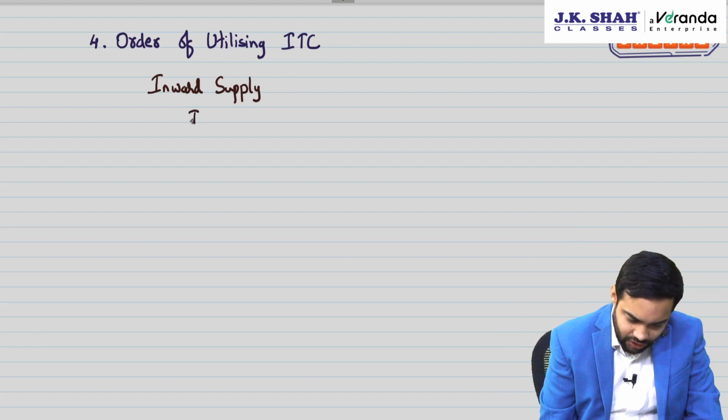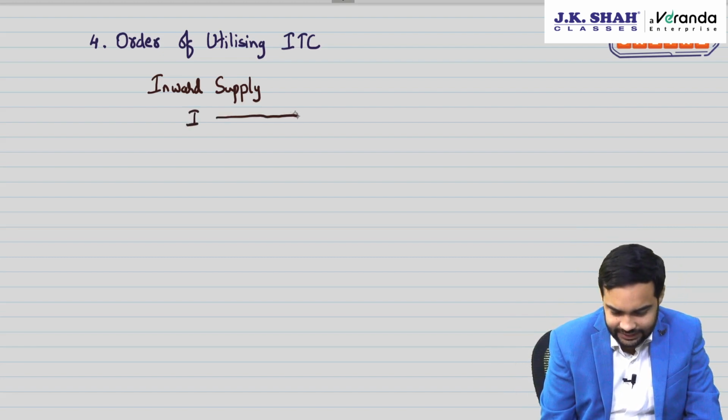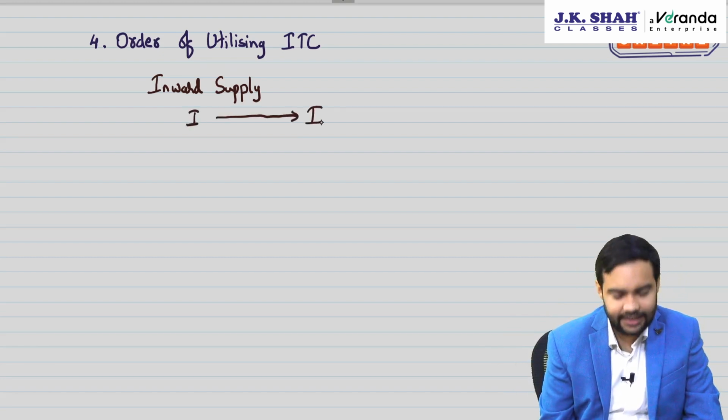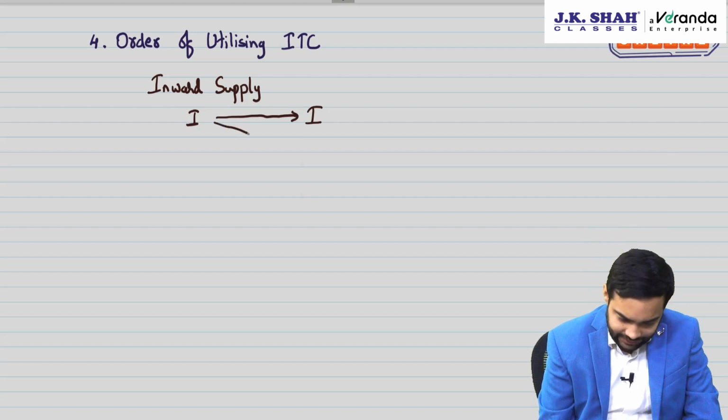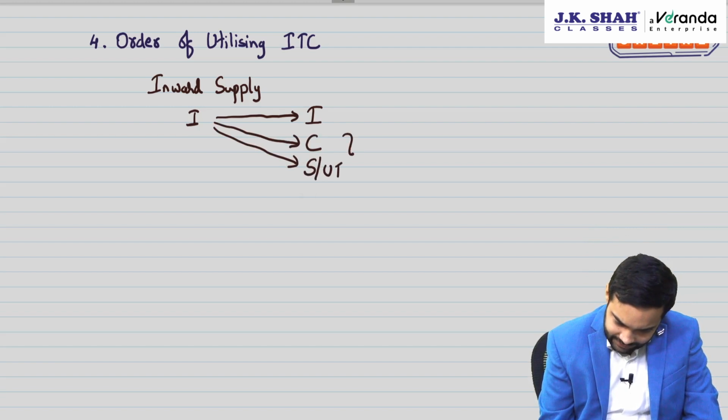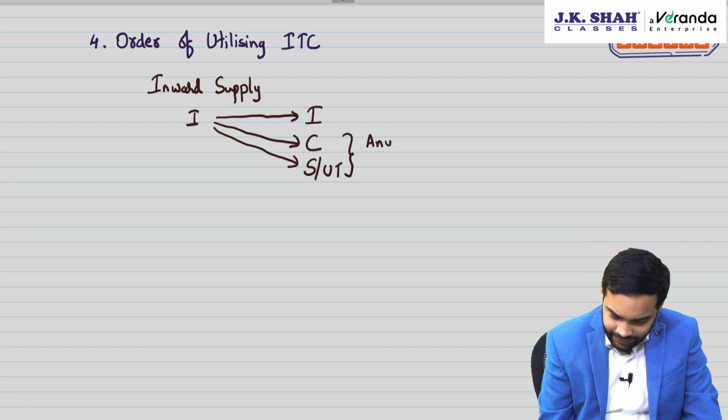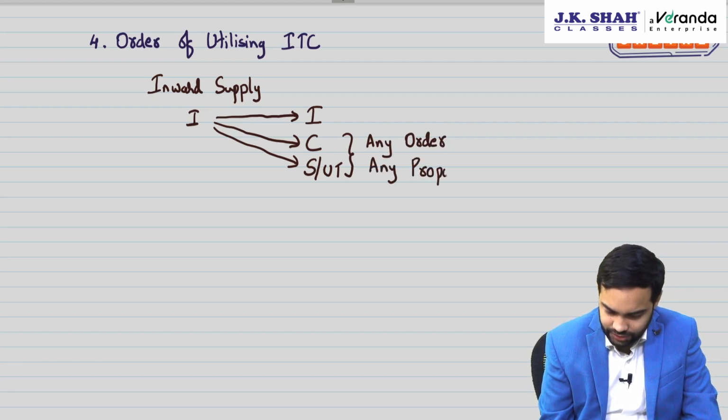So IGST will be first utilized against IGST. Then it can be used against CGST or S/UT, and here the law mentions any order, any proportion.